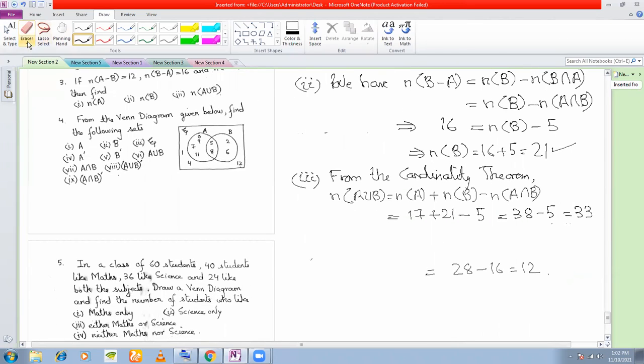That's it. Okay, fine. So always remember that the relation between cardinality A union B and cardinality of A intersection B is the cardinality theorem. It gives a relation between both the cardinalities of A union B as well as A intersection B.